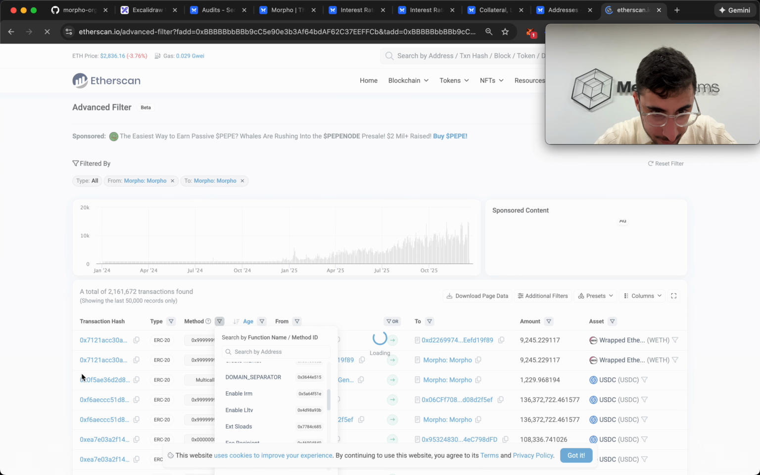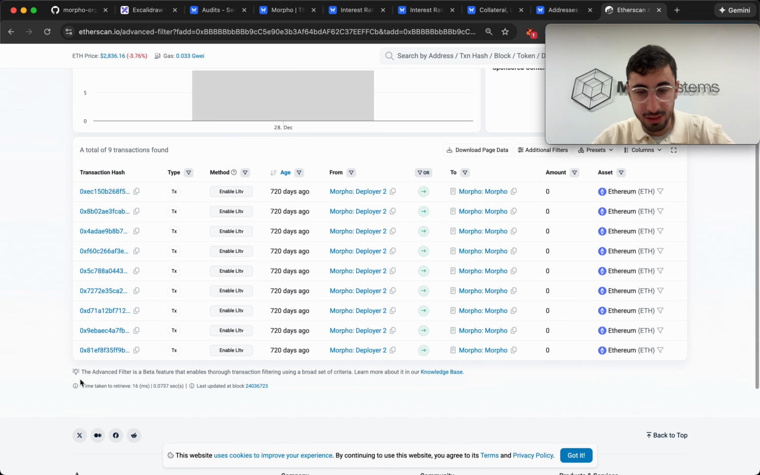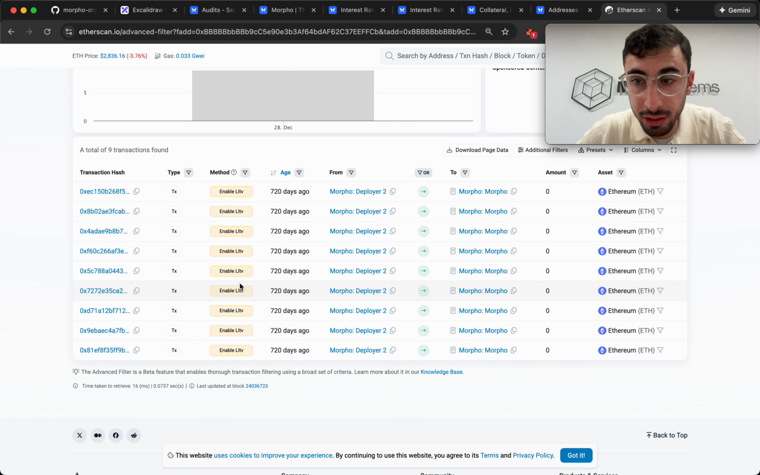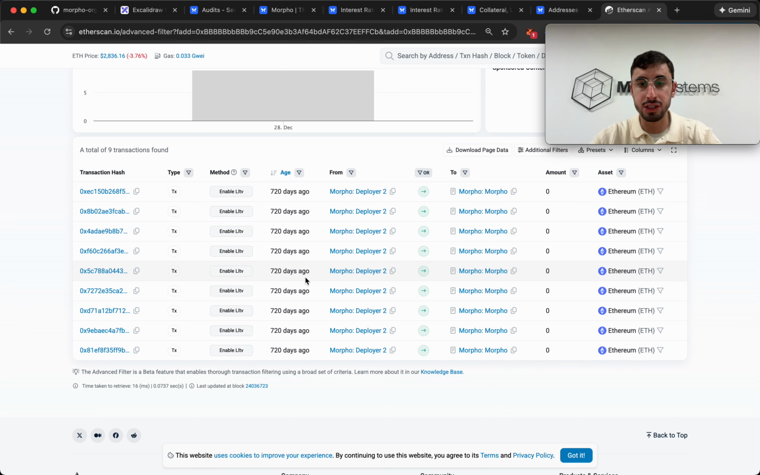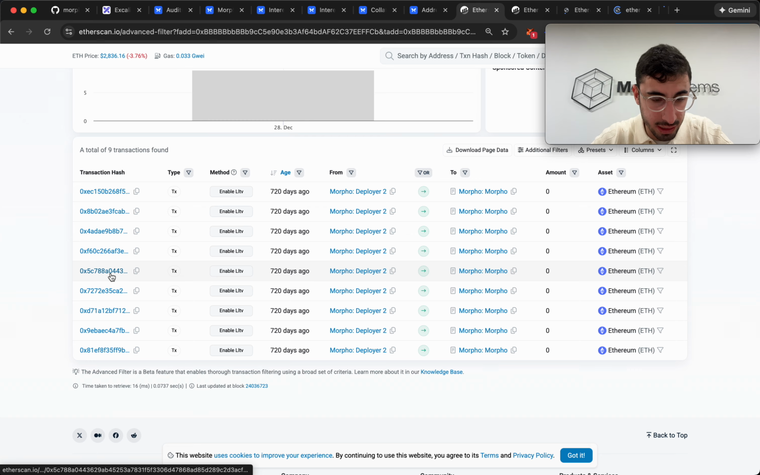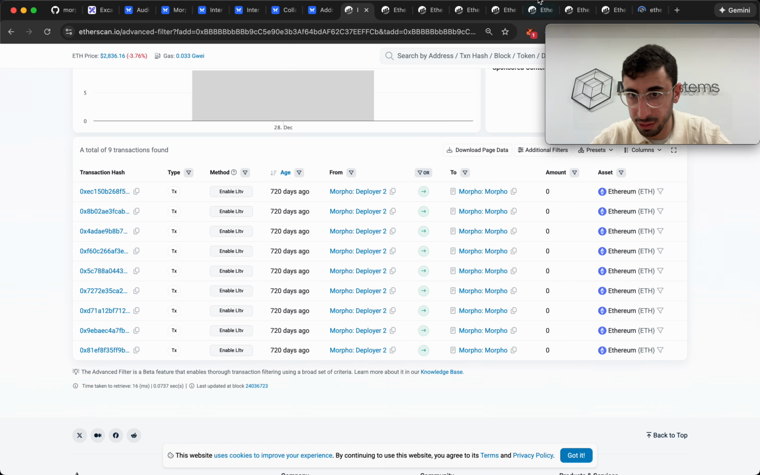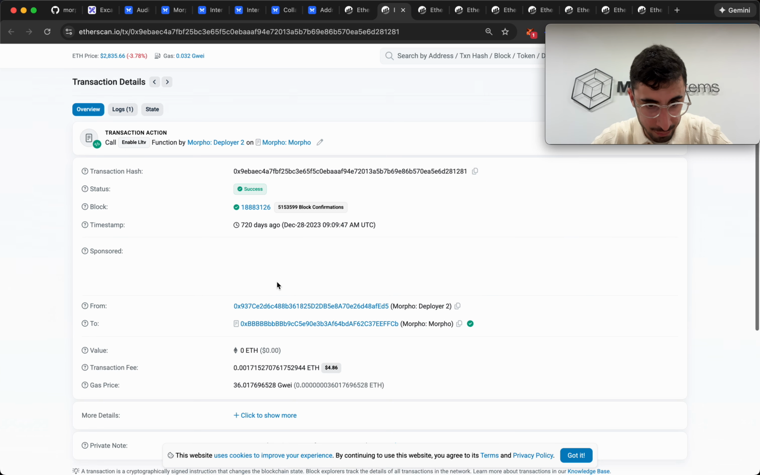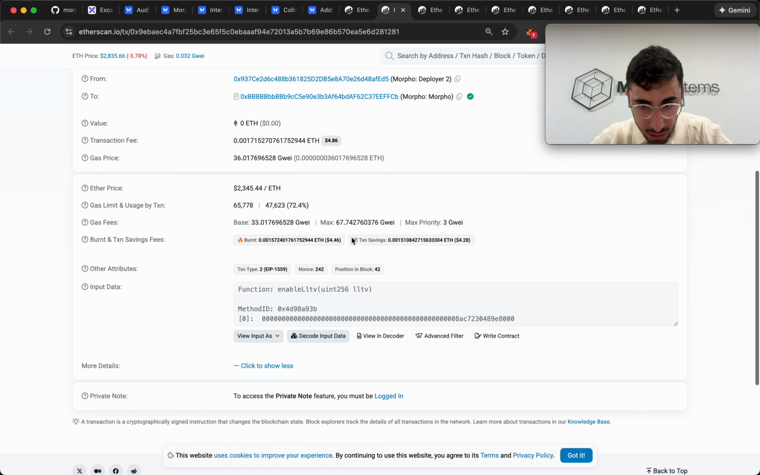Enable LLTV. Okay. So interesting. These are all the LLTVs that got governance approved, and they were all set when the contracts were deployed. So if we look at these, we can see all the loan to value ratios, and you can find that in the docs, of course, but I think this is interesting.